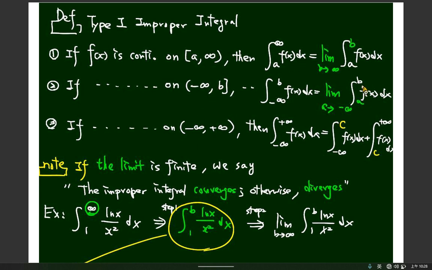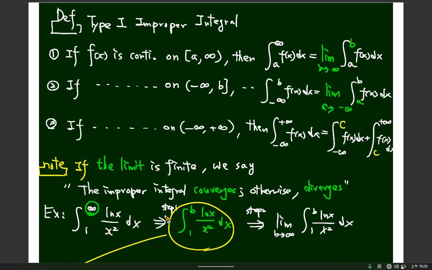So this is type 1. We can see there are different forms: from a to positive infinity, or negative infinity to b. Then finally, maybe it will be negative infinity to positive infinity, so you can divide it into two parts. Then each part will belong to subtype 1 and subtype 2. Since it is just about calculating the limit, we should notice that if the limit is finite, then we say the improper integral converges. However, if we cannot make it, then we say that the improper integral is divergent.